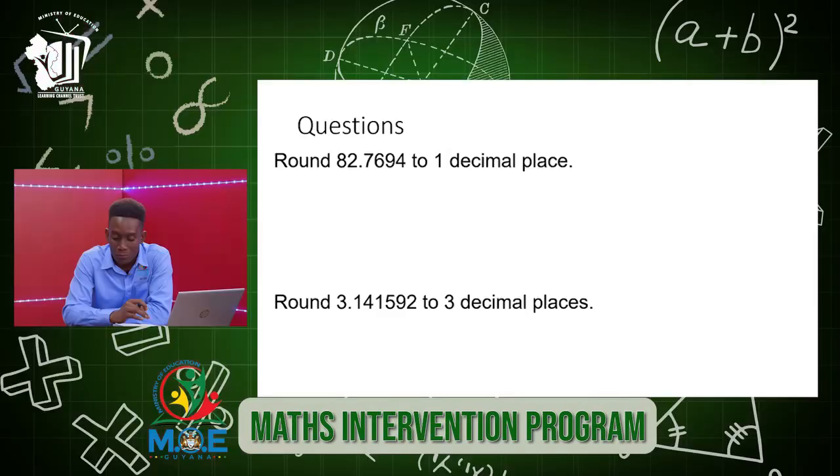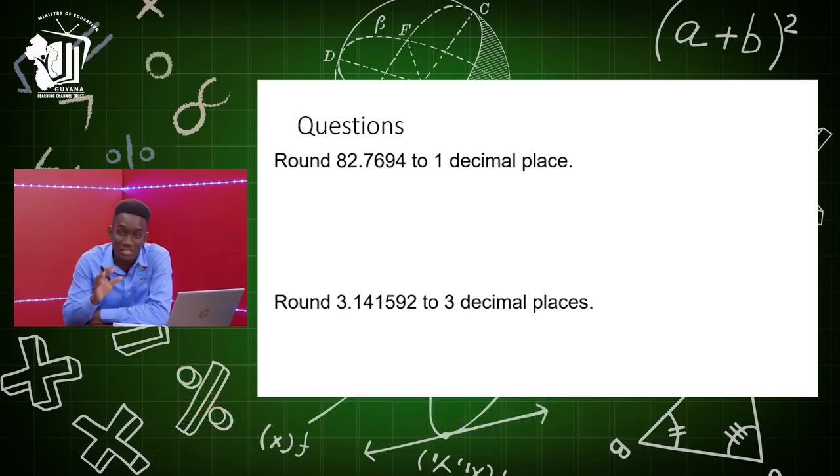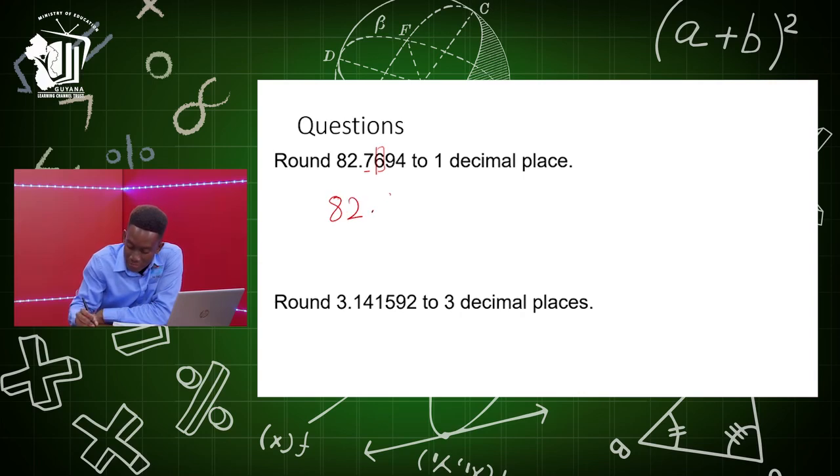Now let's look at some other examples. Let's say the question asks us to round 82.7694 to 1 decimal place. After the decimal point, we should have 1 number. So we count 1, and then we look at the number after the digit that we stop at. In this case, the number is 6. Of course, this 6 is 5 or more, so what do we do? We add 1 to the previous number. So this would be 82.8 to 1 decimal place.